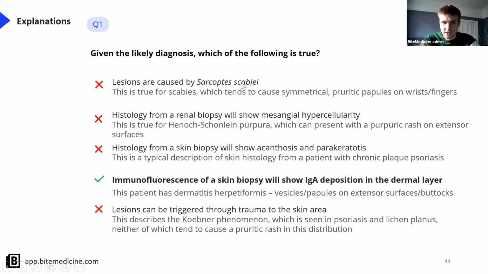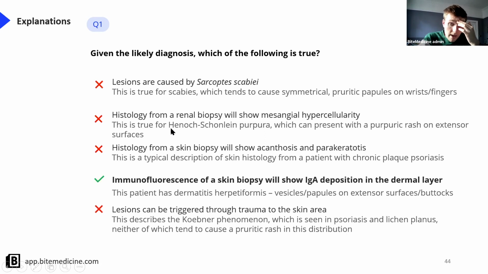Lesions caused by Sarcoptes scabiei would be lesions caused by scabies. We've already had a brief chat when discussing Lichen planus that you would get these symmetrical pruritic papules and a history of infestation. So that's incorrect, because in this case you've got this extensor papular rash on the buttocks and extensor surfaces.